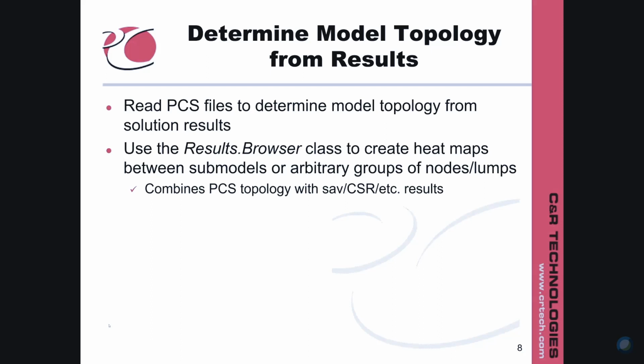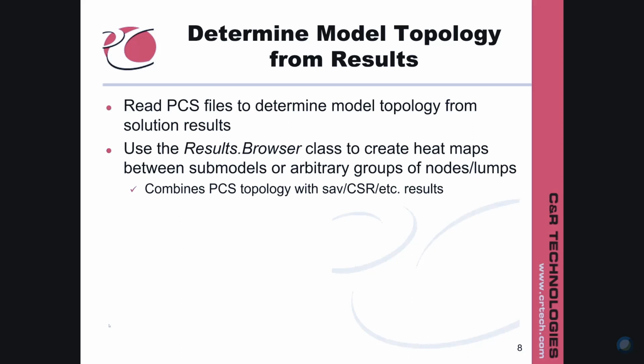So some other new stuff in 6.2. In 6.1, you can read save files and CSRs. So you can get all the results out of save files and CSRs. But if you wanted to find model topology, what conductors are connected to what nodes? What ties are connected to what lumps? You couldn't do that. I mean, you could. You could open the drawing file with OpenTD and try to deduce that topology from there. But you couldn't directly do it from results. Well, you can now in 6.2.